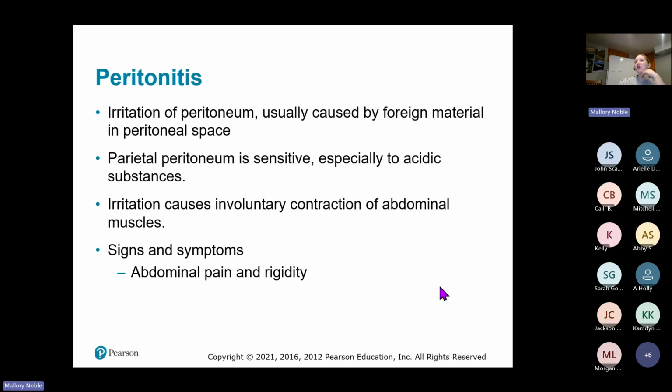Peritonitis. So this is irritation and inflammation of the peritoneum caused by foreign material in that peritoneal space, that abdominal cavity, right? Parietal peritoneum is sensitive, especially to acidic substances. Irritation causes voluntary contraction of the abdominal muscles, and signs and symptoms, you're going to have abdominal pain and rigidity, just kind of generic, my stomach doesn't feel good, right? And not in a vomiting type of way, but in a cramping type of way. Again, not a whole lot we do. Supplement with oxygen if they need it and keep them comfortable.